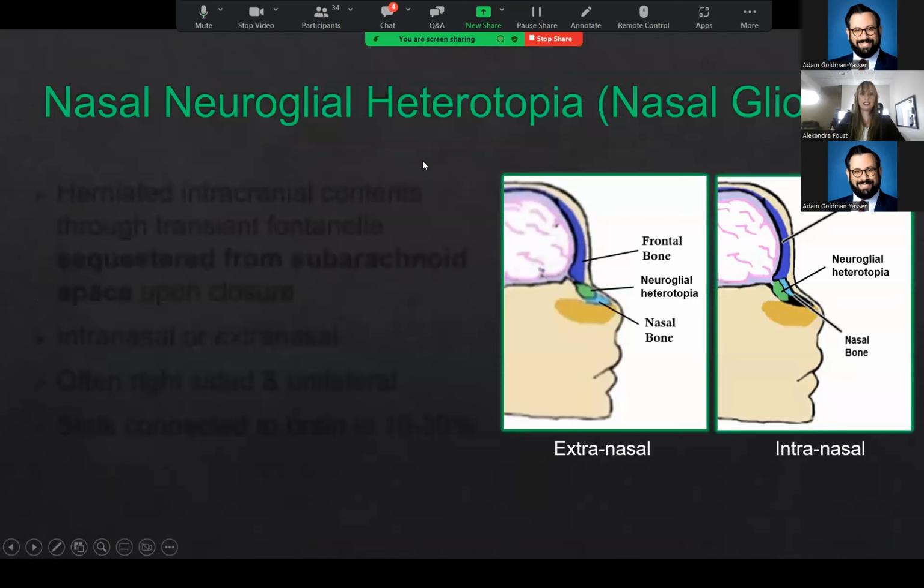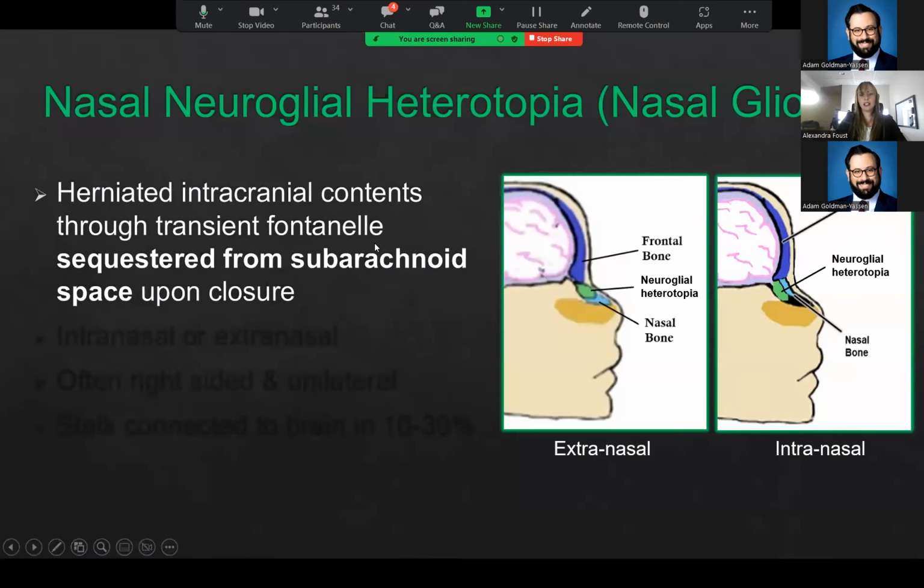All right, so then the next entity that we'll talk about in the same region is the nasal neuroglial heterotopia, sometimes called a nasoglioma. But a lot of people don't really like that name because that would imply that this is neoplastic, and really it's not. It's basically sequestered brain tissue that went along one of these pathways in utero and got pinched off from the rest of the brain. And so you've got these intracranial contents that go into these potential spaces, either the fonticulus frontalis or the prenasal space, and they got pinched off from the subarachnoid space. So this is an example of a frontonasal one, and this is an example of one in the prenasal space.